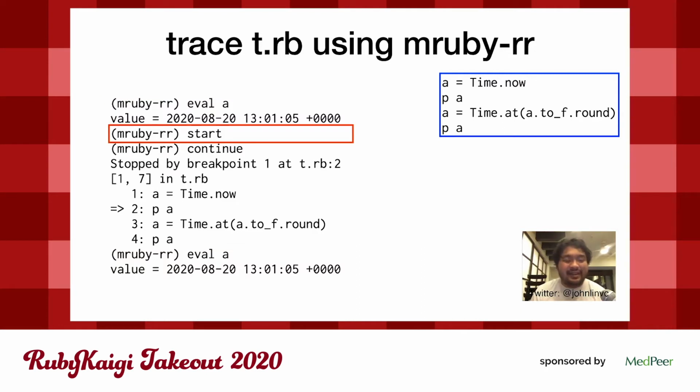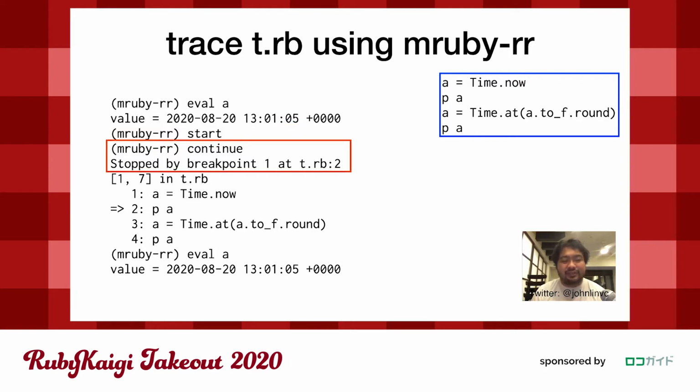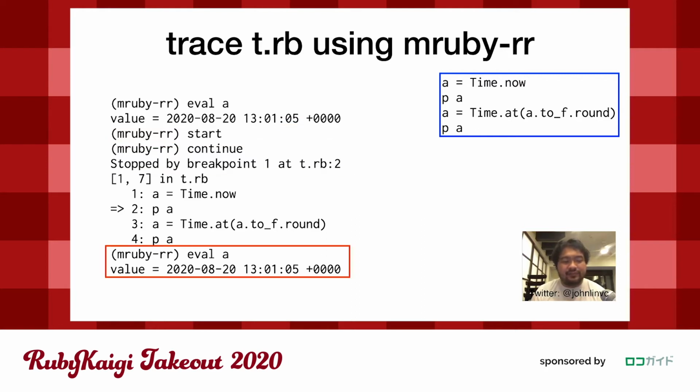Another feature is that it can start over because it's recorded trace data. So we can start from scratch just by telling it to start. So it will restart from the beginning. And then we do continue. So we'll stop at the first breakpoint in line 2. And here we can see that it has the exact same data as the last execution. So no matter how hard the bug is, you can always faithfully reproduce the last recorded running states. So now we have a time machine for mruby.